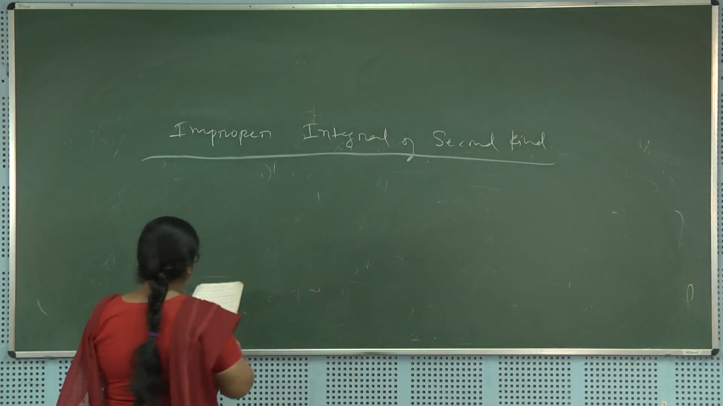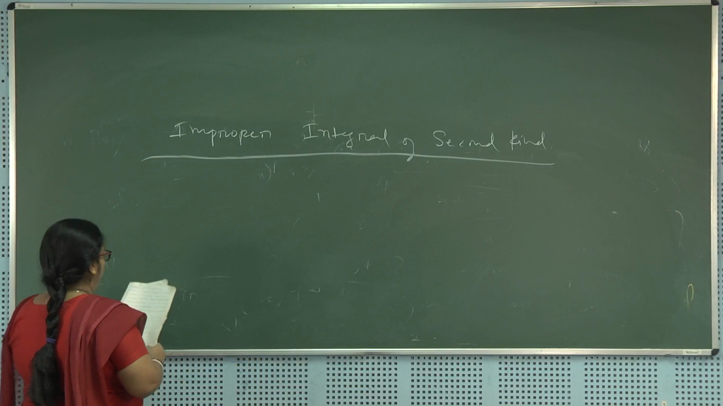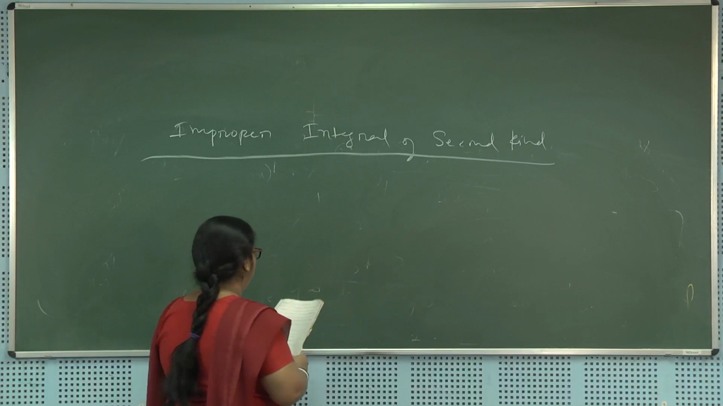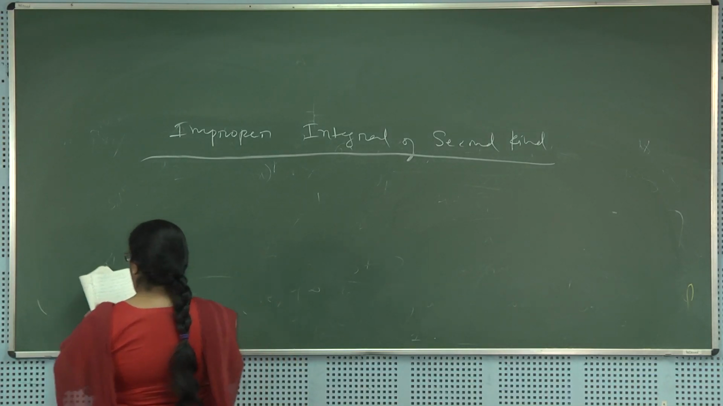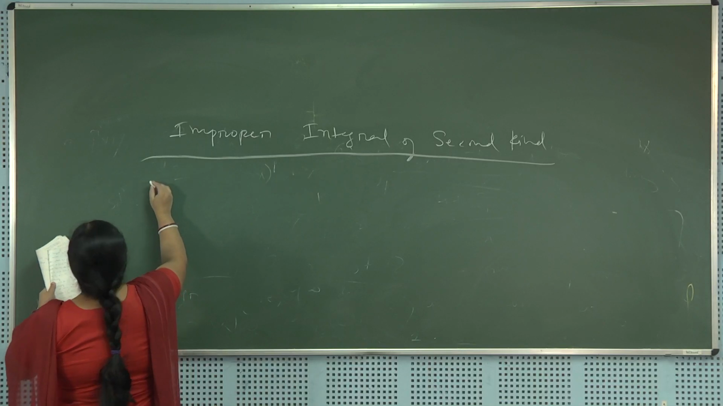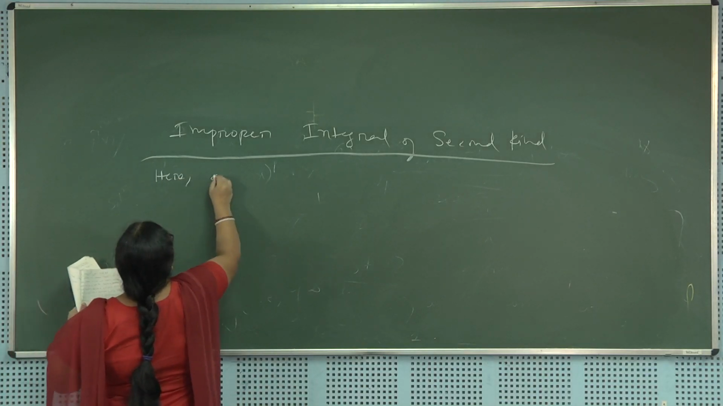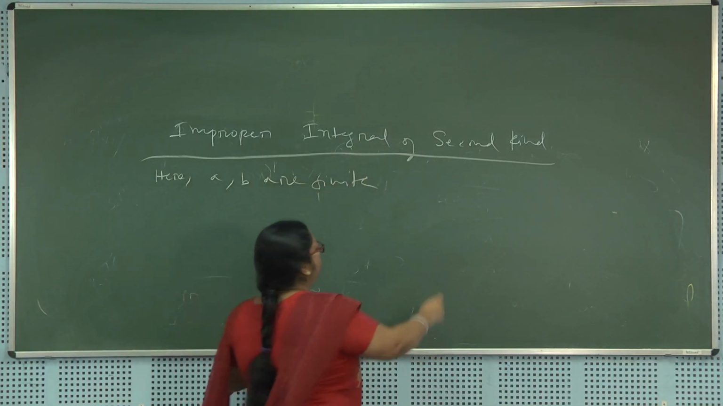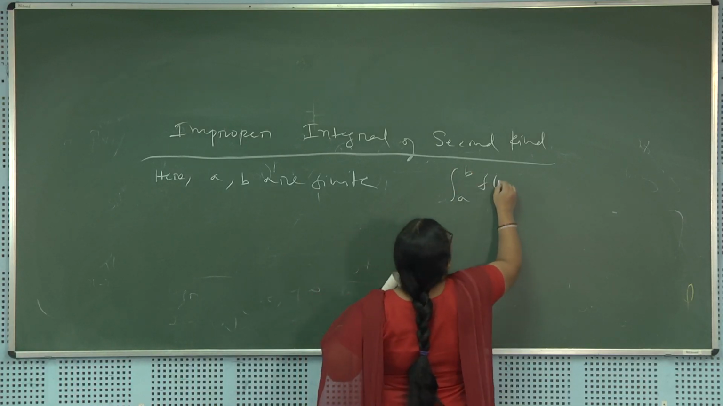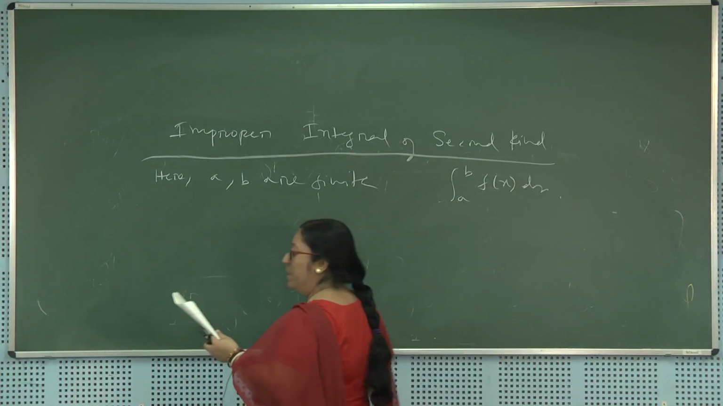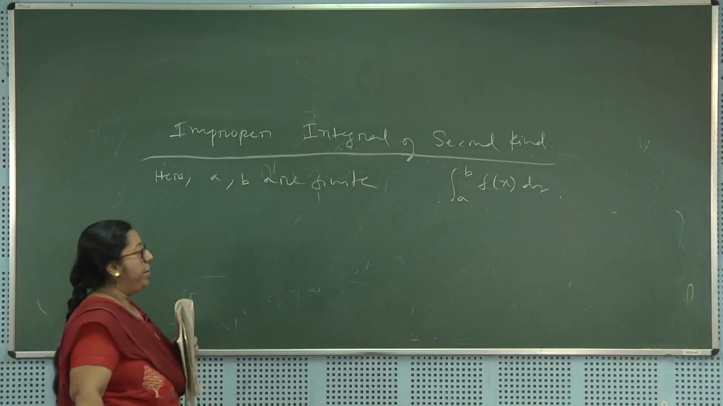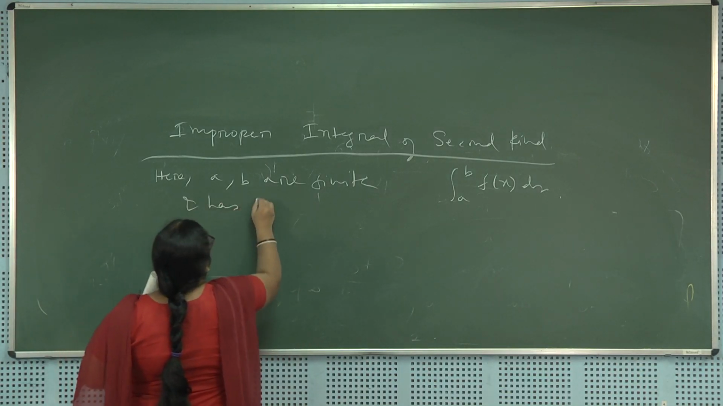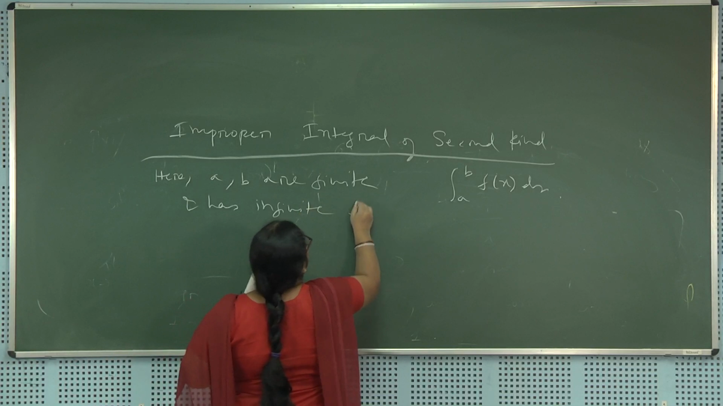Again, we will study them systematically so that it comes to our hand. So, again I told you for second kind our range is finite, but function becomes unbounded at some point. So here a, b are finite, that is the lower and the upper limit of this integral a to b f(x) dx. Here both the limits are finite, but function has infinite discontinuity. So, this is the more interesting case.